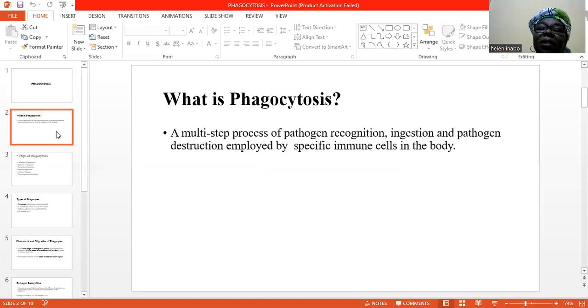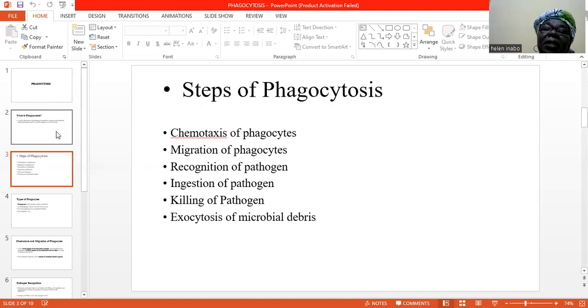What is phagocytosis? Phagocytosis is a multi-step process in which pathogens are recognized, ingested, and destroyed by phagocytes, which are specific immune cells in the body. There are steps of phagocytosis, and these include chemotaxis of phagocytes, migration of phagocytes, recognition of pathogen, ingestion of pathogen, killing of pathogen, and exocytosis of microbial debris.